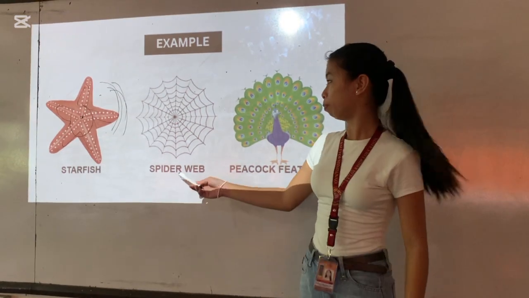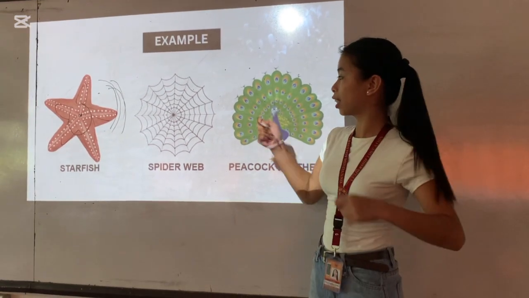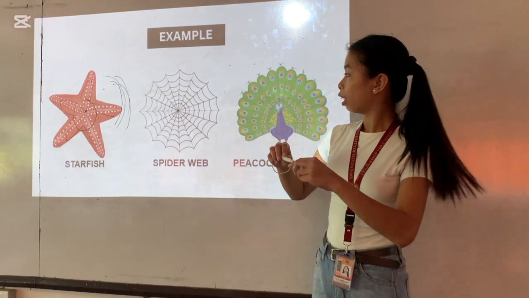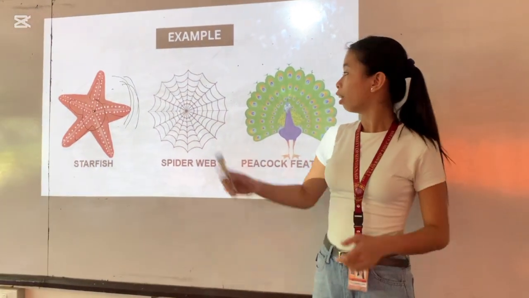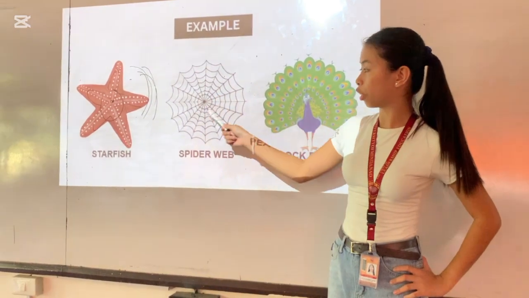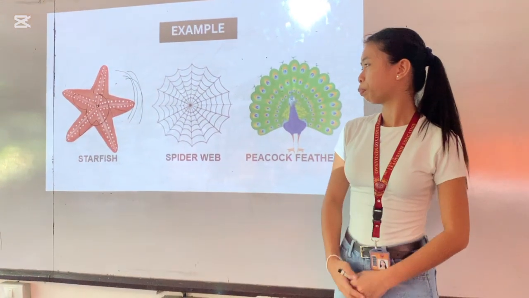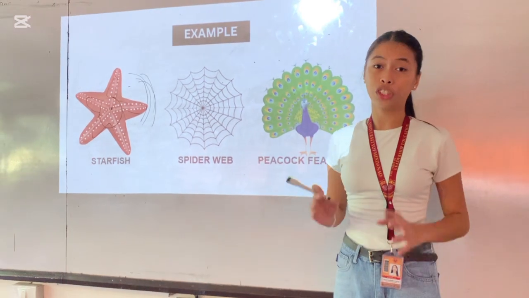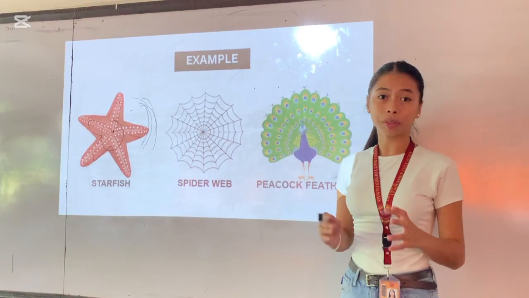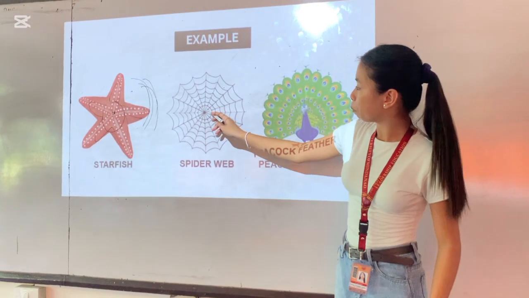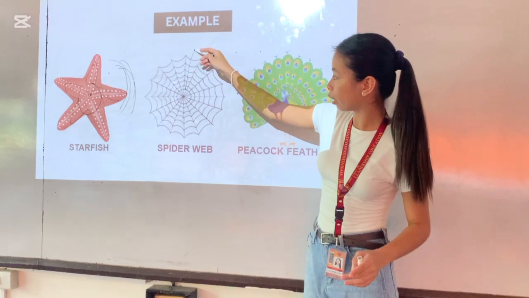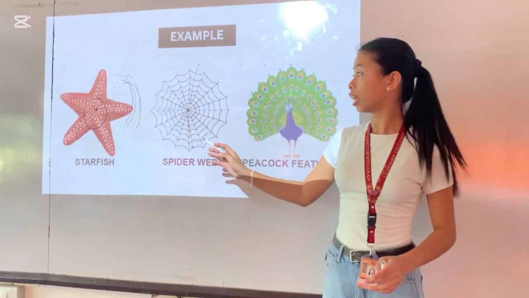Next is a spider web. A spider web has threads radiating out from the central point, like the spokes of a wheel, and it has rings arranged around its central point. From the word itself, radiates, it is definitely radial symmetry. It is radial symmetry because no matter how you look at it from different angles, whether from the upward angle or the downward angle, it still looks the same.